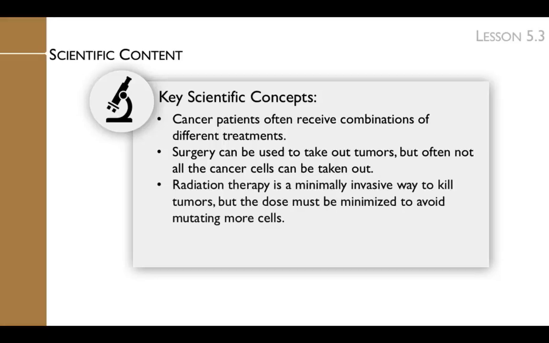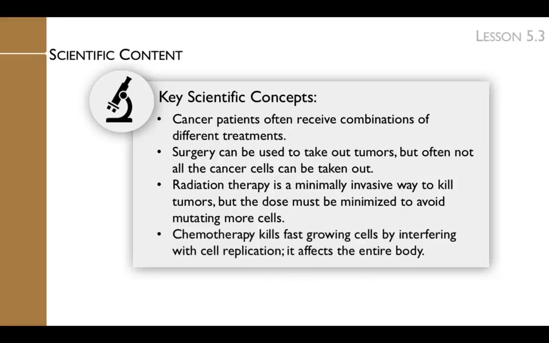Radiation therapy is a minimally invasive way to kill tumors, but the dose must be minimized to avoid mutating more cells. Chemotherapy kills fast-growing cells by interfering with cell replication. It affects the entire body.